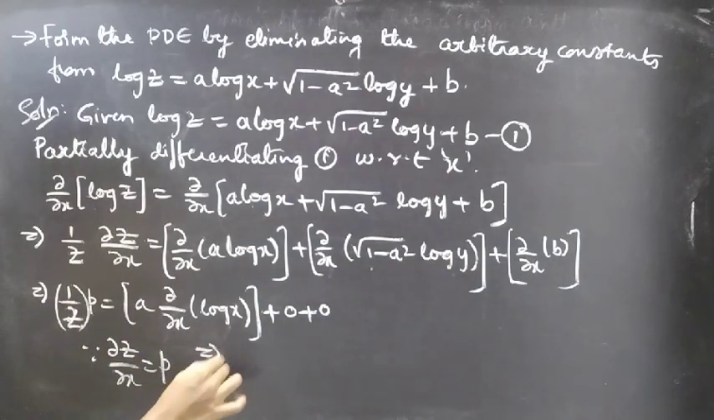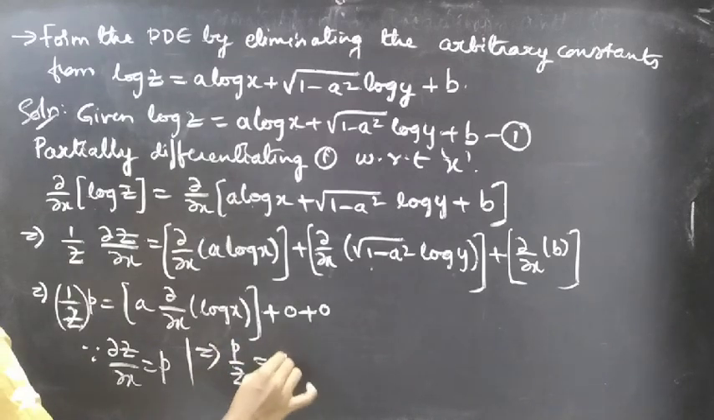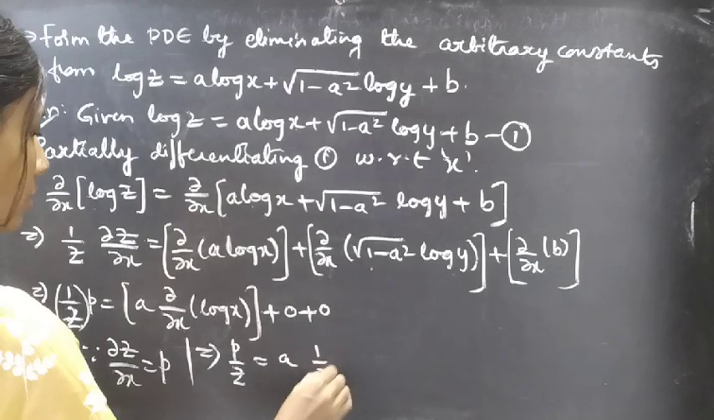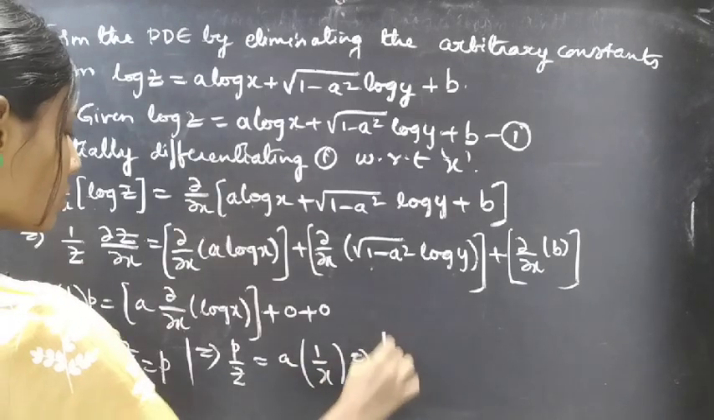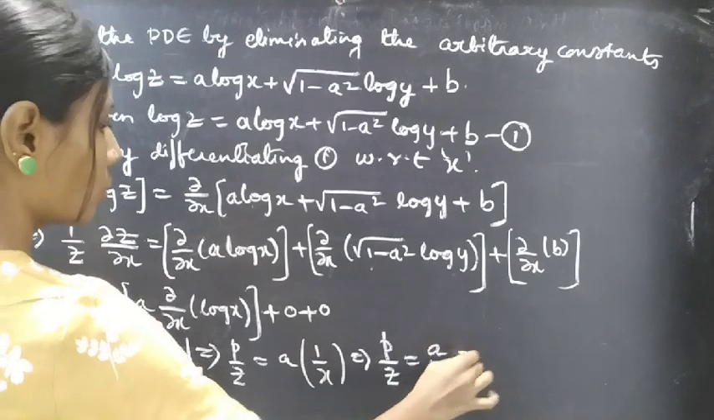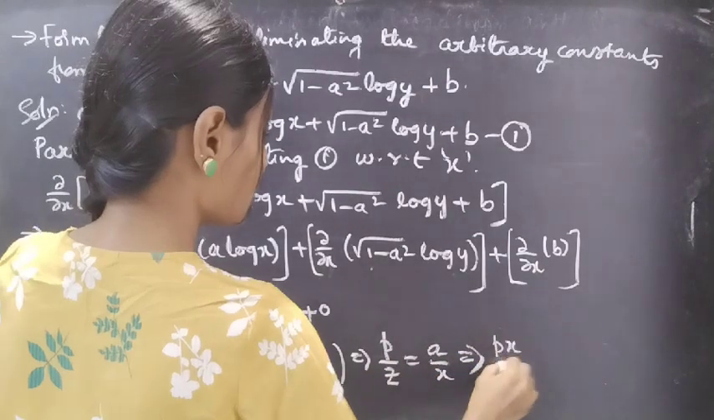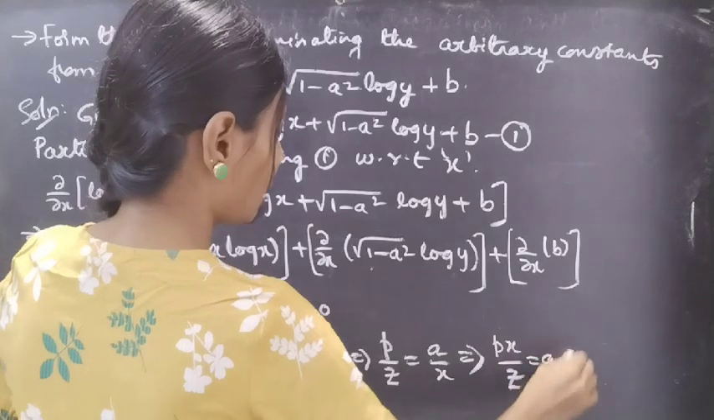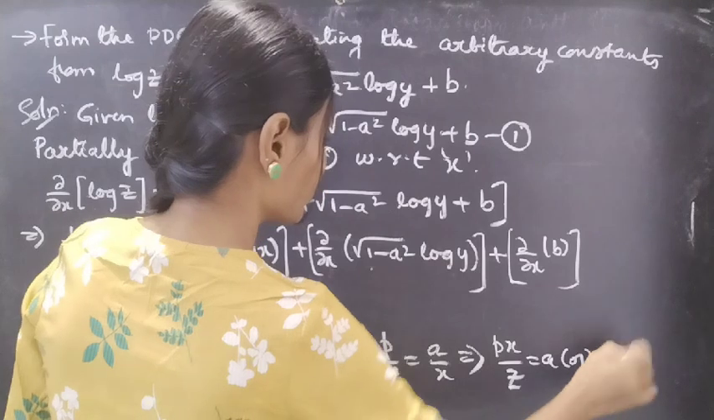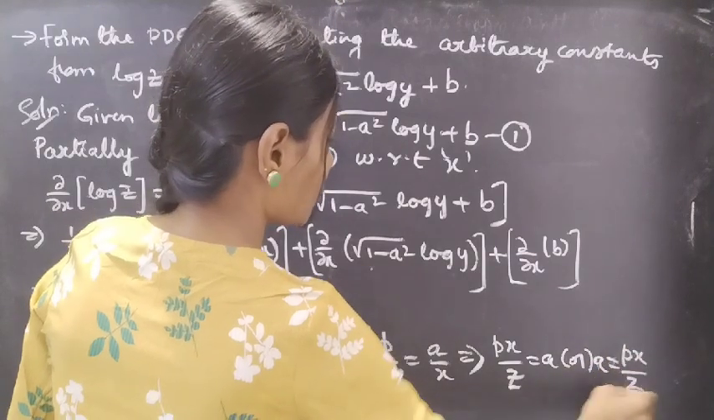This gives us p by z equal to a into partial derivative of log x with respect to x is 1 by x, which gives us p by z equal to a by x, or just bring this x to LHS, we'll get px by z equal to a, or a equal to px by z, considered as equation number 2.